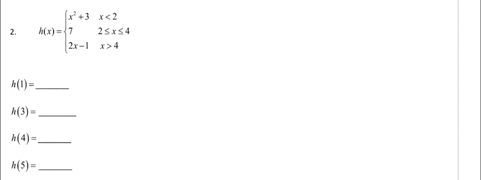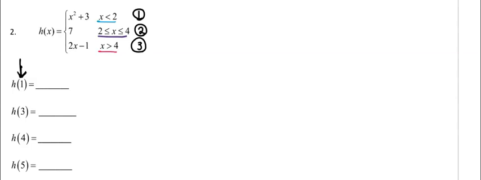We evaluate this function at 1, h of 1. We want to plug in 1 for x, but we first have to decide whether we are going to be using the first piece, the second piece, or the third piece, which all depends on the conditions that each one of those pieces have. So we look at our x value that we're plugging in of 1, and we look at each of these conditions, and we ask ourselves which one of these inequalities is true when x is equal to 1. And only the first one is true.